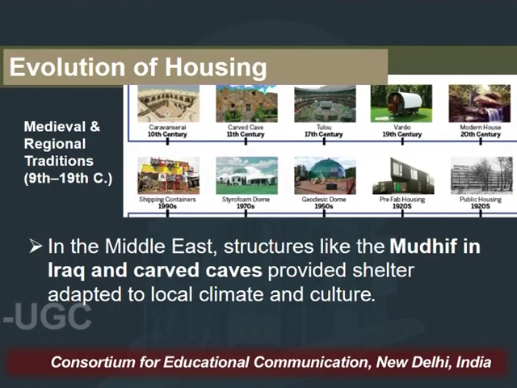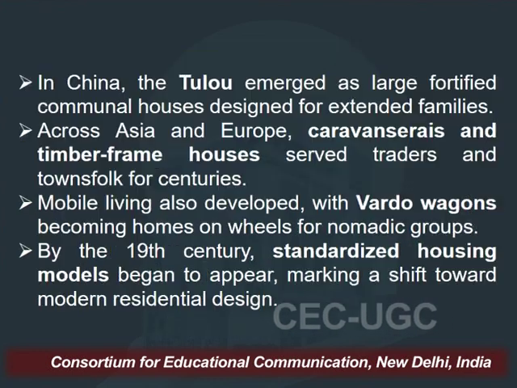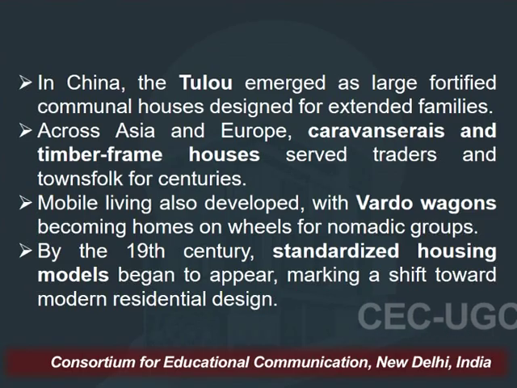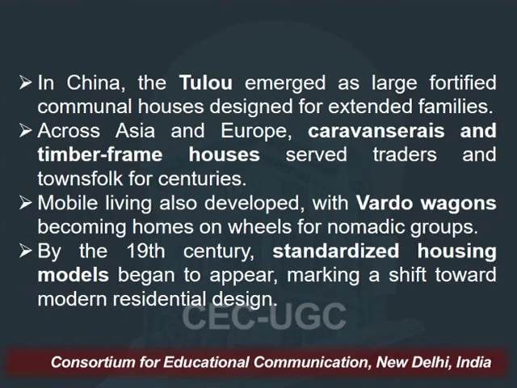In the medieval period, from the 9th to the 19th century, Middle Eastern structures like the Madhif in Iraq and carved caves provided shelter that adapted to local climate and culture. In China, the Tulou emerged as large fortified communal houses designed for extended families. Across Asia and Europe, we can see caravanserais and timber-framed houses that served traders and townsfolk for centuries. Mobile living also developed, with Vardo wagons becoming homes on wheels for nomadic groups and tribes. By the 19th century, standardized housing models began to appear, making a shift toward modern residential design.